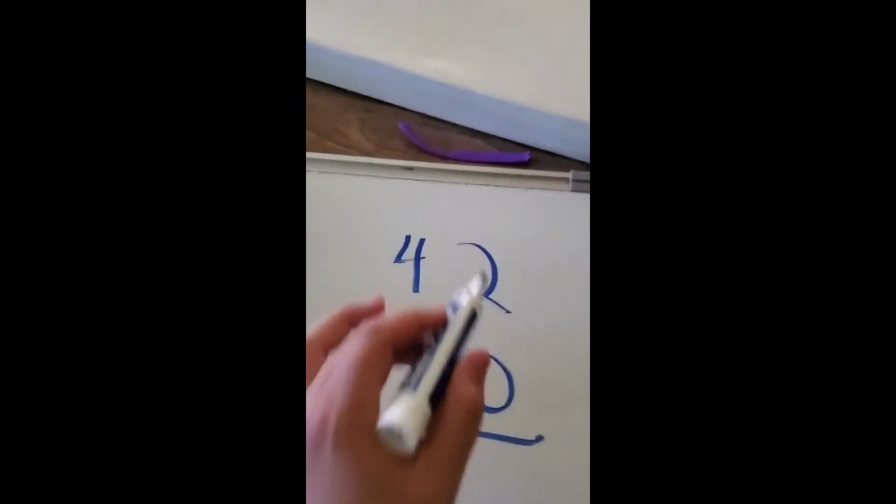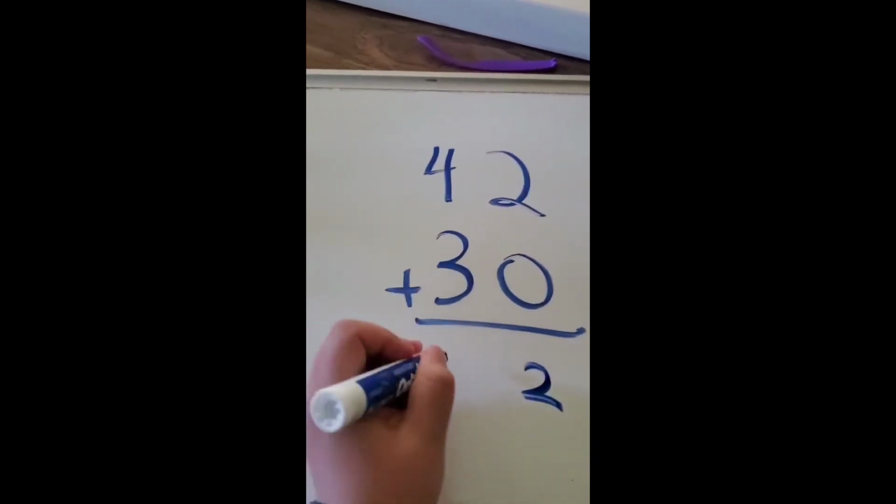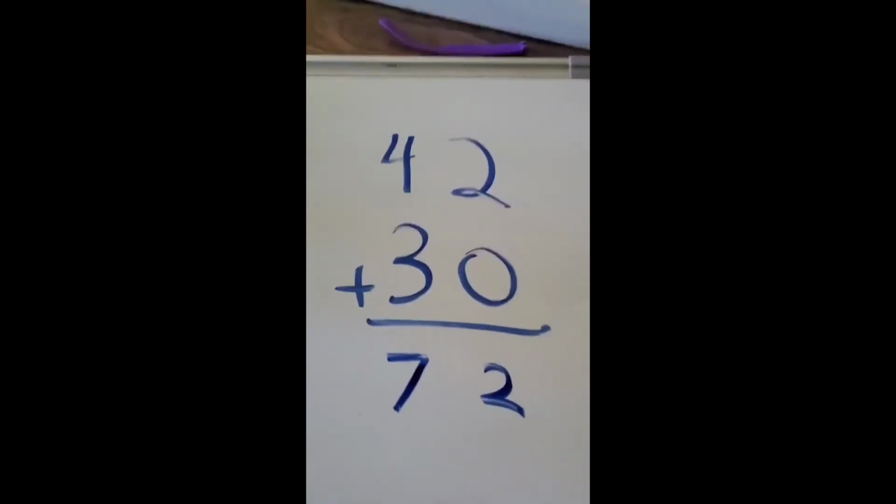42, 52, 62, 72. Did you get 72 as well? Let's check it right here. Okay, 2 plus 0 is 2. 4 plus 3, 72. We got it. We figured it out mentally. We didn't even have to write that. Isn't that super cool? So now I have a question for you.